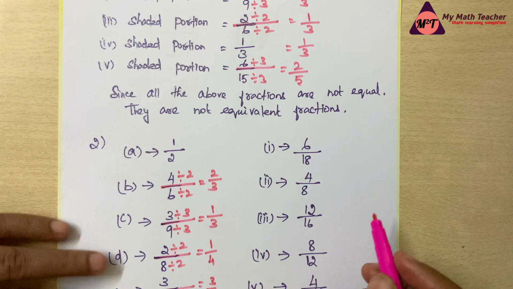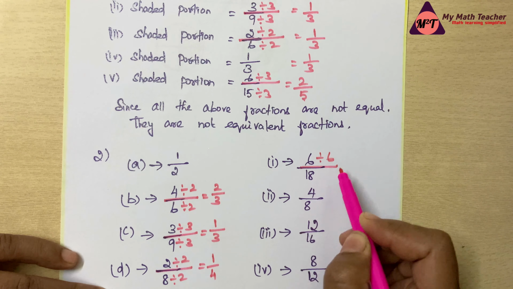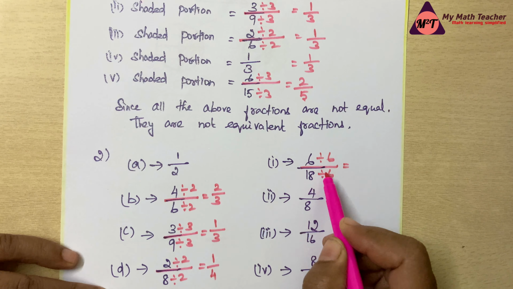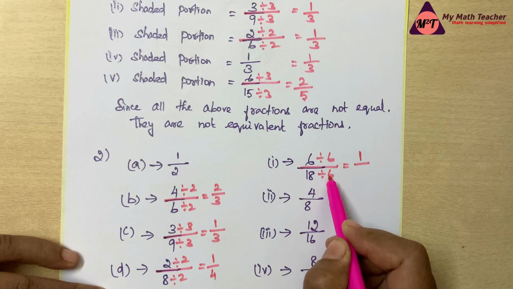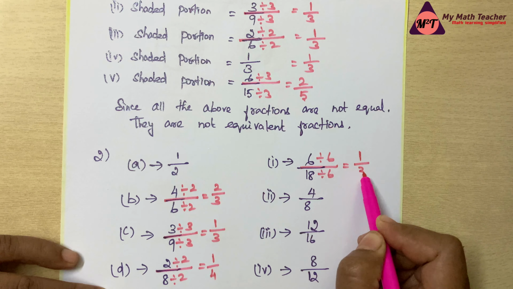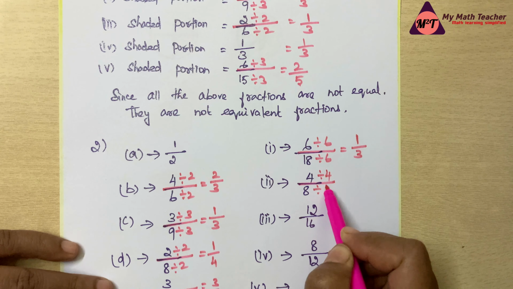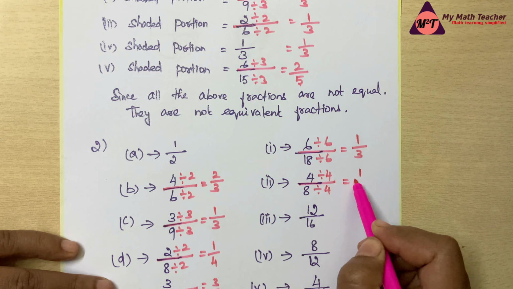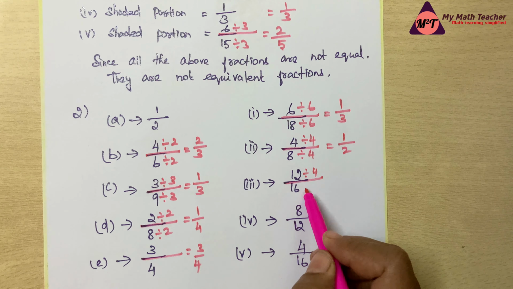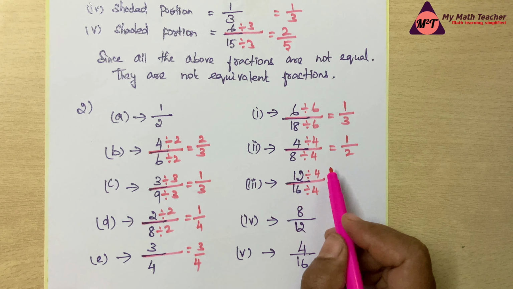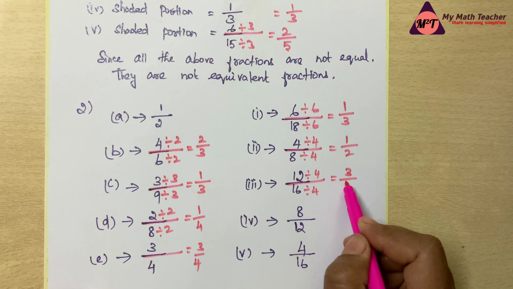Okay. Here 6 by 18. So divide by 6. Both are multiples of 6. So 6 divided by 6 is 1, and 18 divided by 6 is 3. Okay. Now 4 by 8, you can divide both the numbers by 4. 1 by 2. 12 by 16, it can be divided by 4. 12 divided by 4 is 3, 16 divided by 4 is 4.